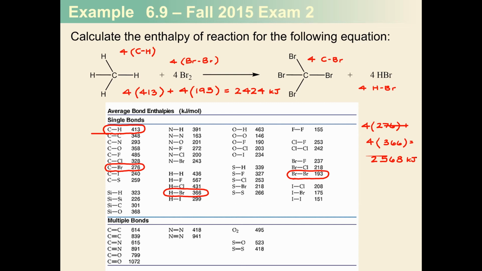So what do I do? I will take my 2568 and subtract that from my energy going in. If I do that, I get a value of negative 144 kilojoules per mole, and this reaction is going to be exothermic.